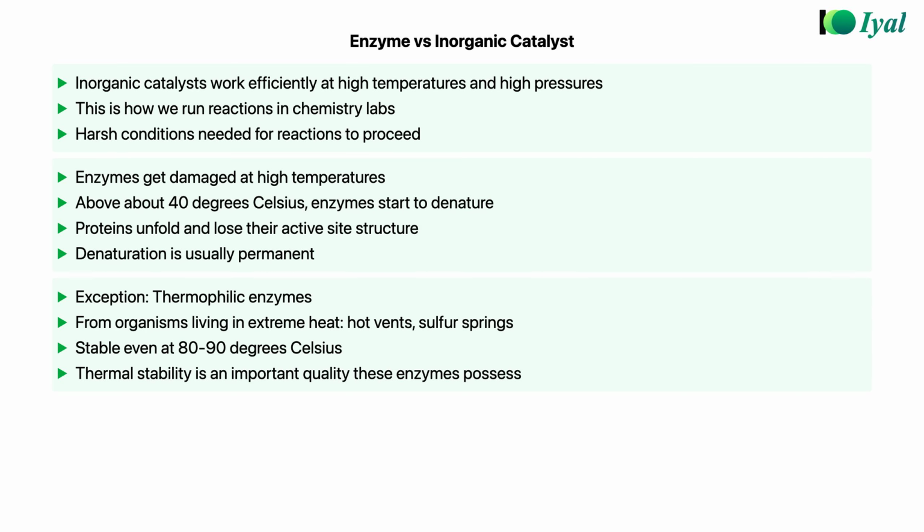Some organisms live in extremely hot environments, hot vents on the ocean floor, sulfur springs. The enzymes from these thermophilic organisms are different. They're stable even at 80 to 90 degrees Celsius. Thermal stability is a key characteristic that evolution selected for in these organisms. Scientists and biotechnology companies love these enzymes because they're so hardy.